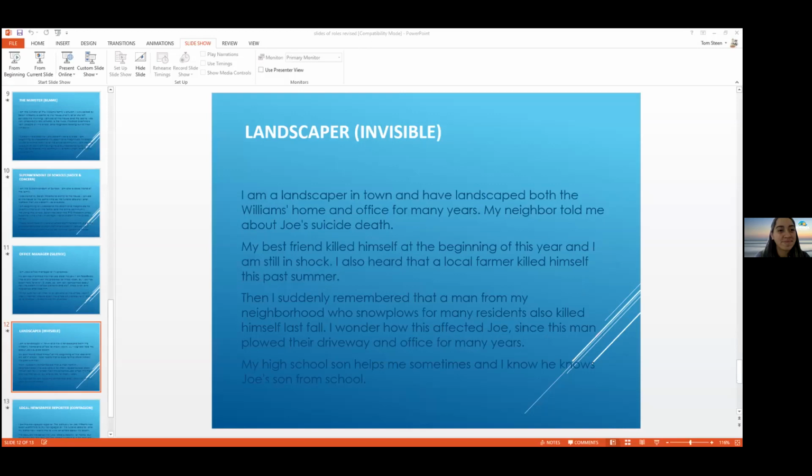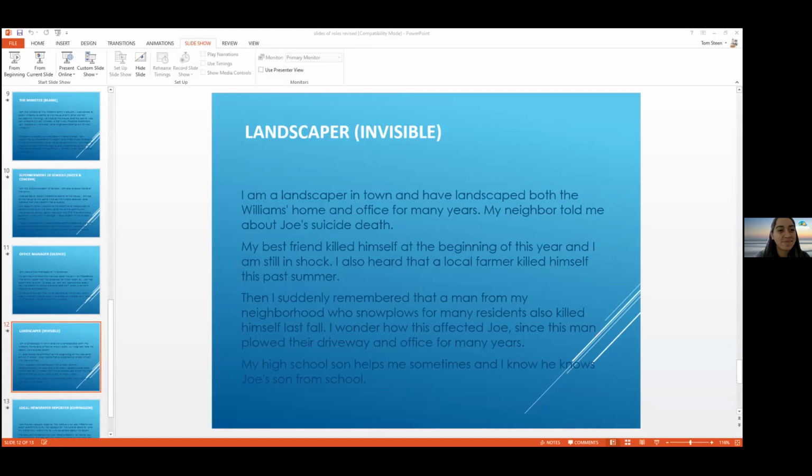And now the landscaper. It's Gillian. Hello. Hi, everybody. Thank you. So we believe our character is probably one of the more vulnerable characters in this scenario. The landscaper is invisible. I am the landscaper in town and have landscaped both the Williams home and offices for many years. My neighbor told me about Joe's suicide death.